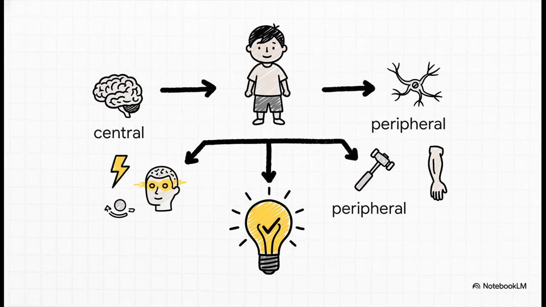So there you have it. That's your framework. The key isn't just memorizing the facts, it's about recognizing the patterns. So the next time you're faced with a neurological case, ask yourself, is this problem central or peripheral? Is it an upper or a lower motor neuron sign? Answering those questions, well, that's the first step from studying medicine to actually practicing it.